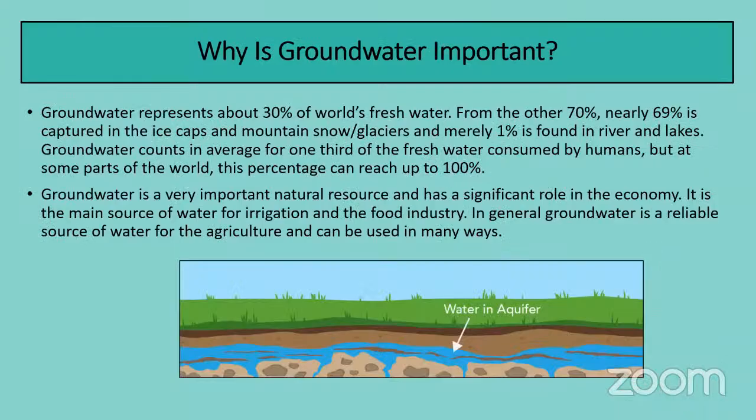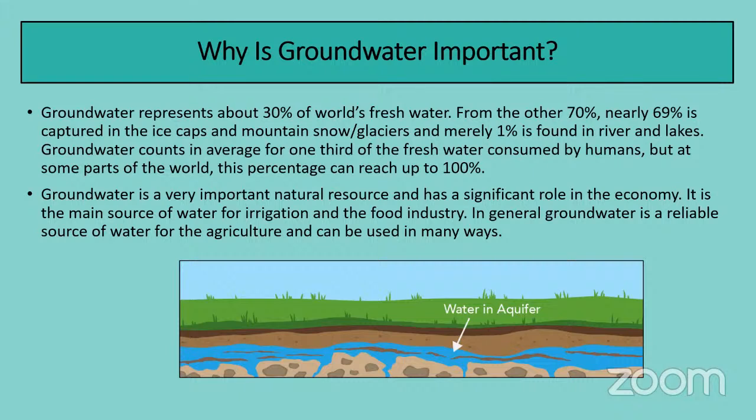Now, groundwater represents 30% of the world's fresh water. The other 70%, nearly 69%, is in ice caps and in mountains, like the ones that you saw in the illustration, and merely 1% is found in rivers and lakes. Groundwater accounts for 1/3 of the world's fresh water consumed by people, that's by us. But in some parts of the world, this can reach up to 100%.